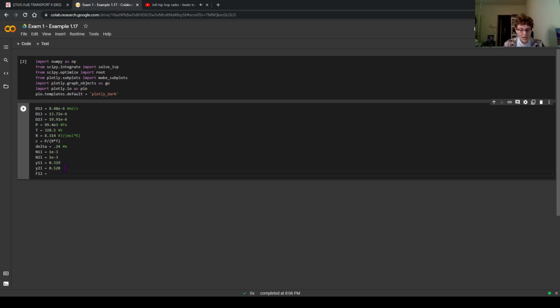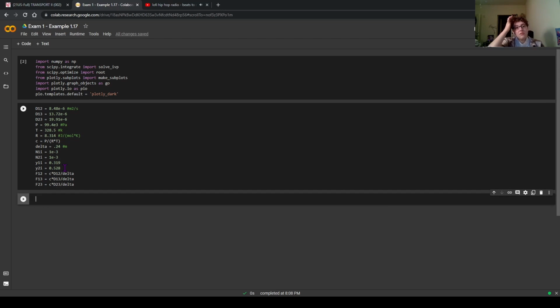So we can define that as the molar concentration times the Maxwell Stefan diffusion coefficient divided by delta. And that is the same for all three of these. And then F23. And with that, that defines all of our initial variables that we need to define.